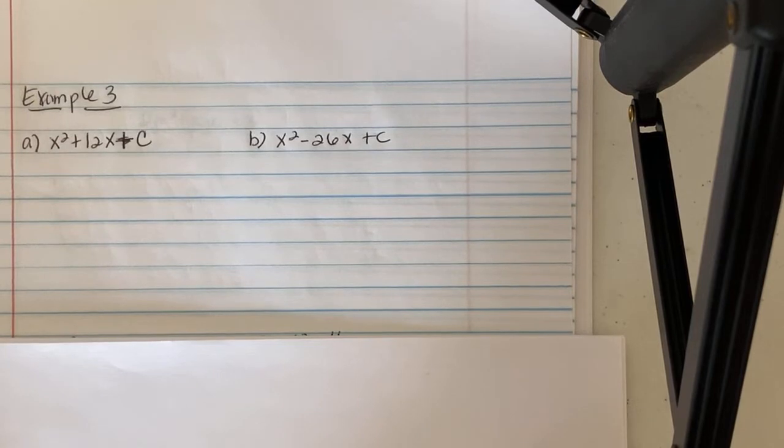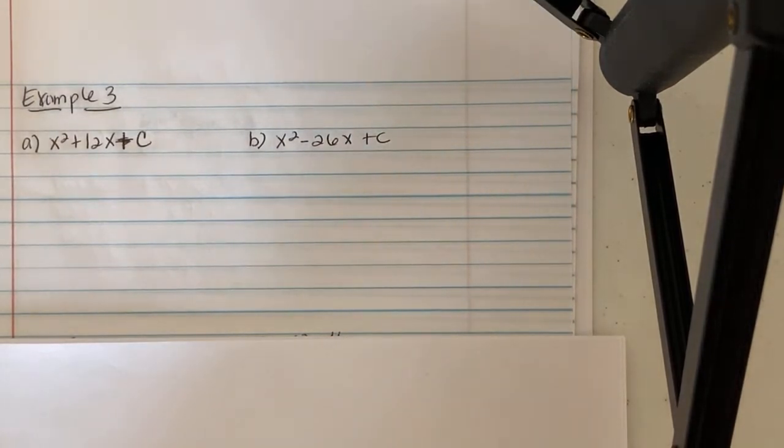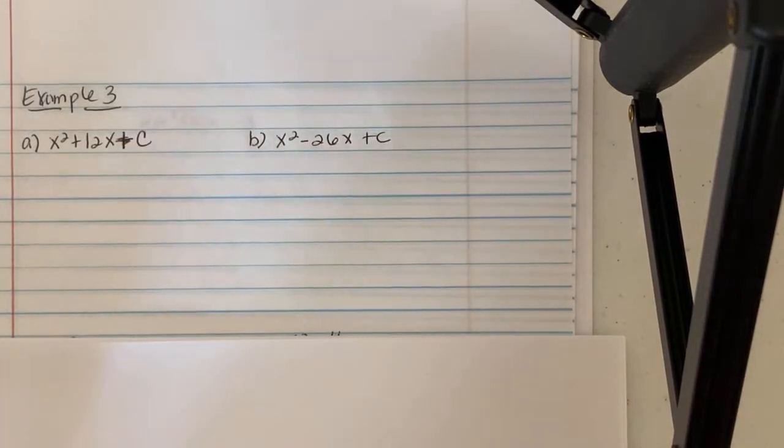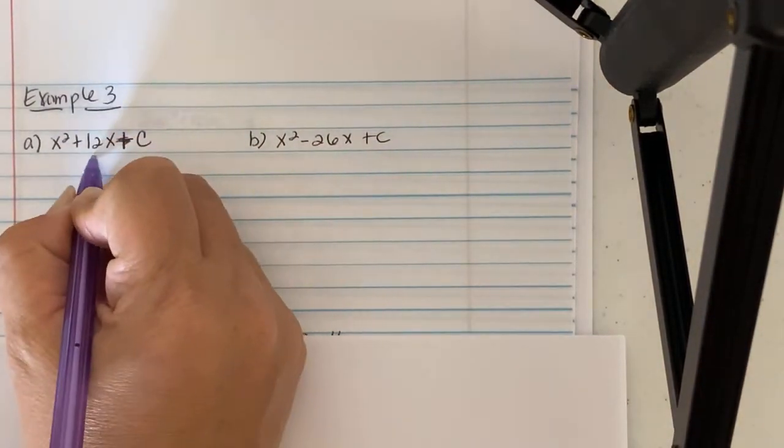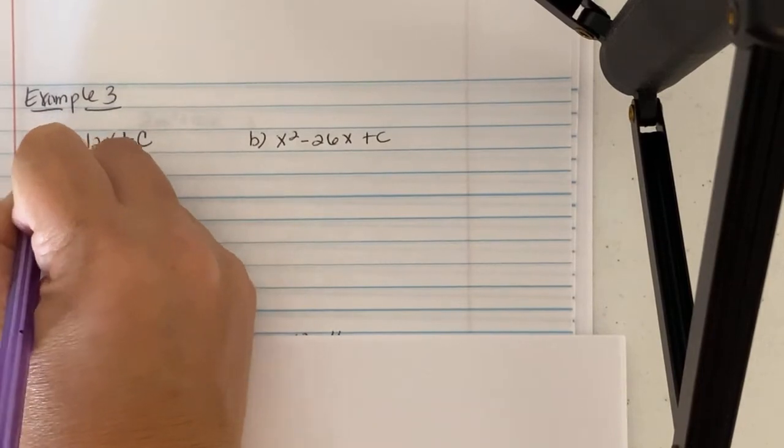So in example 3, it's broken into 4 pieces. So the first example, example 3a, says x squared plus 12x plus c. So in order to make this problem become completing the square to resemble example 2, first thing we need to do is find what the c value is going to be. So you're going to take the b value, which in this instance is 12. The b is equal to 12.